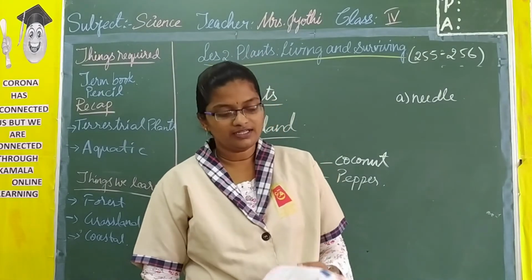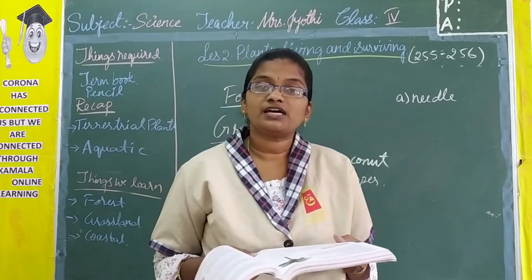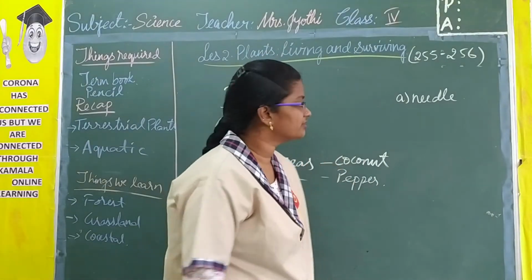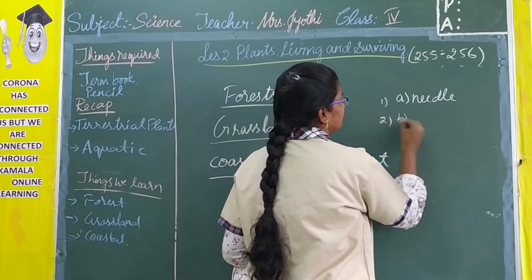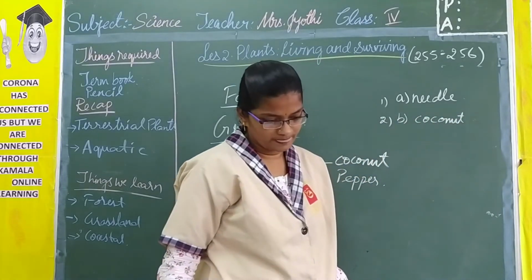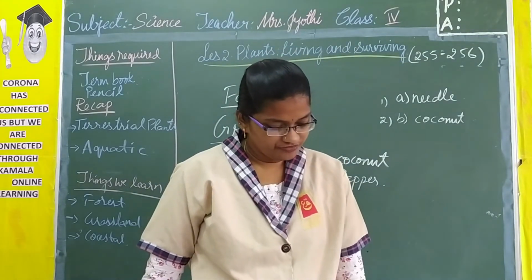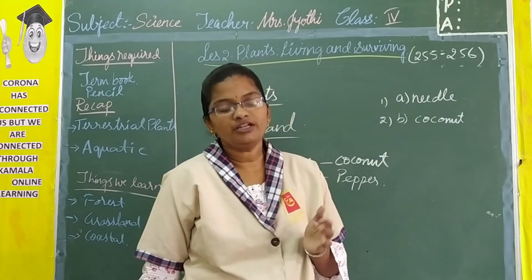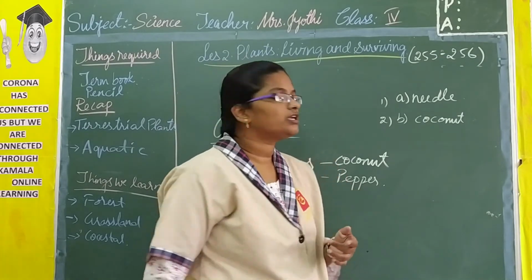Then next one, dash plants are found near sea coast. So which plants are found near the sea coast? That is coconut. Option B. So the second one answer is coconut. Which of these types of soil in marshes? So what kind of soil is found in marshes? Clayey soil, sandy soil and red soil. It is clayey soil.